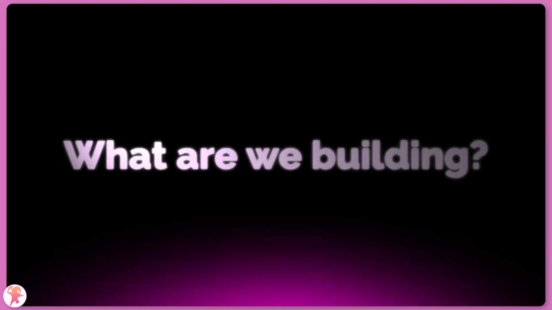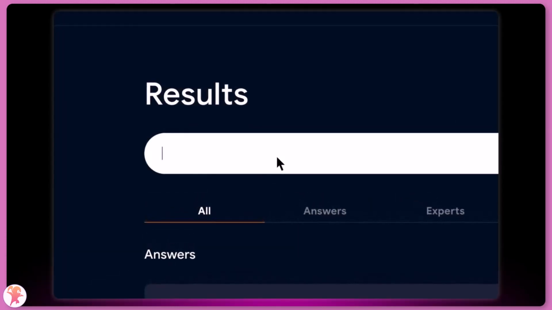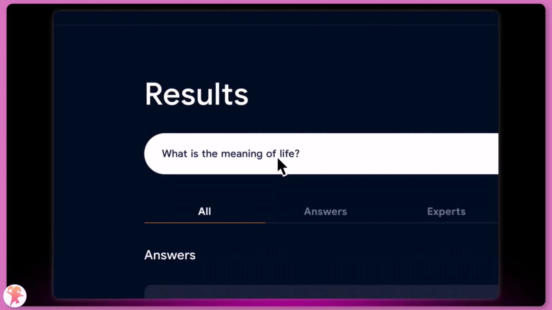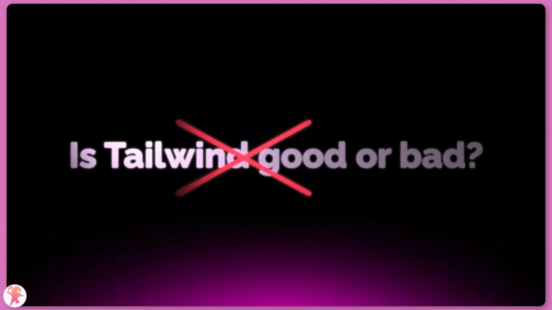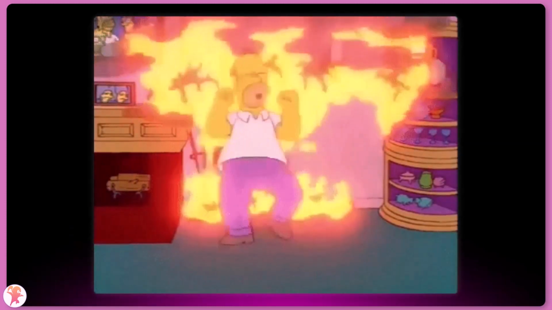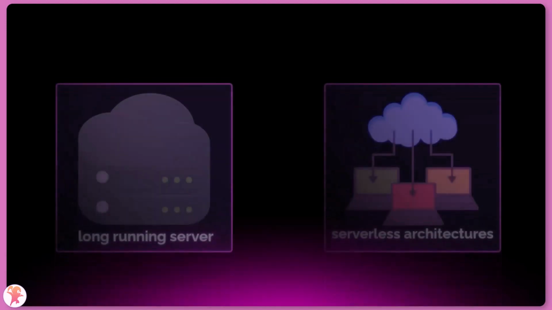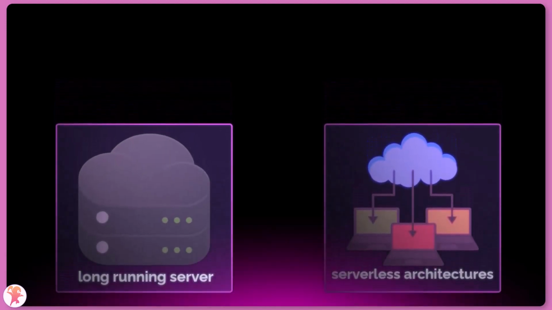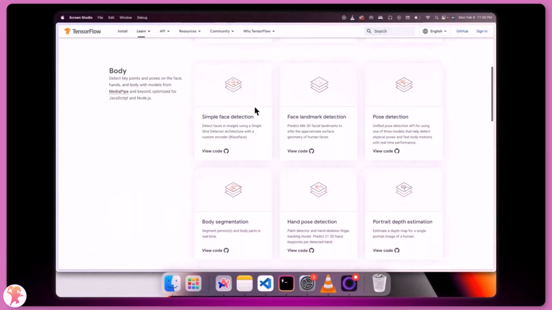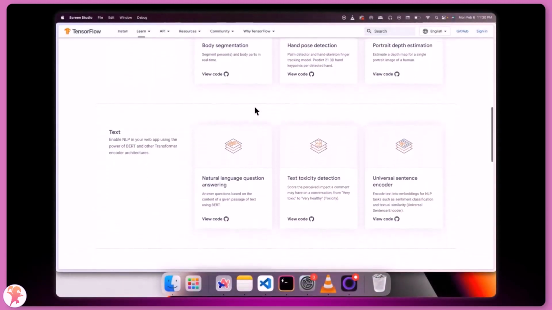To showcase both of these architectures in action, we will build a Q&A, a question and answer application, where users can ask questions and have them answered dynamically with AI. However, we will make sure to not answer offensive questions to keep our Q&A family-friendly. This is a pretty good use case where you would have both a long-running server and serverless models. First, let's work on verifying if the text is offensive. We will be using a model from the TensorFlow library.